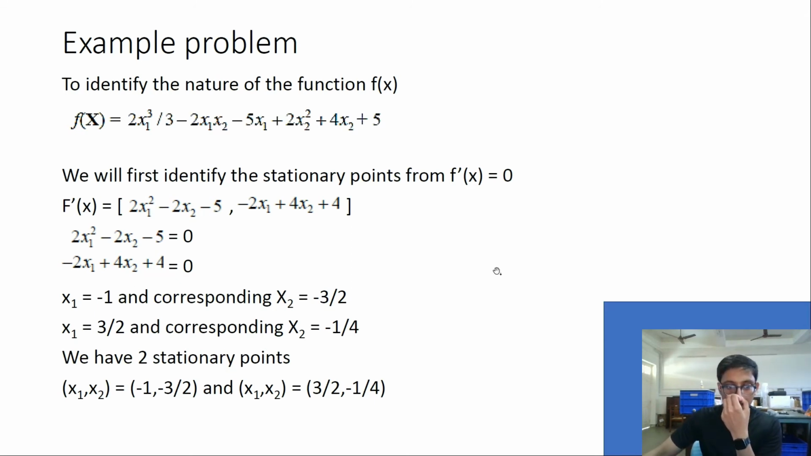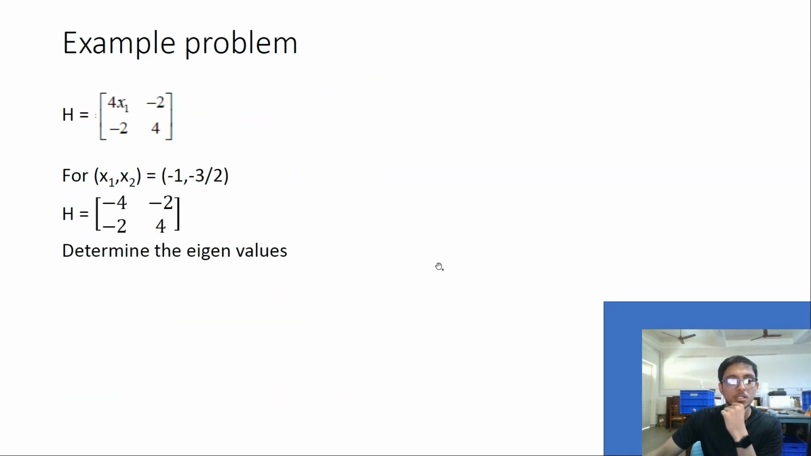So let's do that. Let's take the first point, -1 and -3 by 2. Here this matrix only depended on x1, so we'll just put the value of x1 as -1. This will be the Hessian matrix: -4, -2, -2, 4. Now tell me the eigenvalues of this particular matrix.